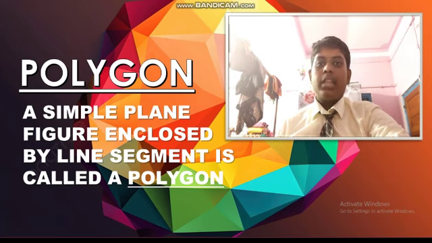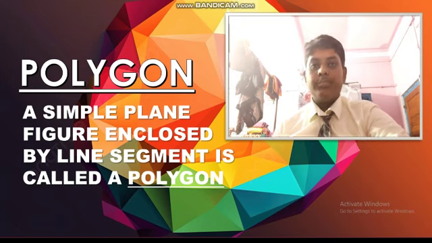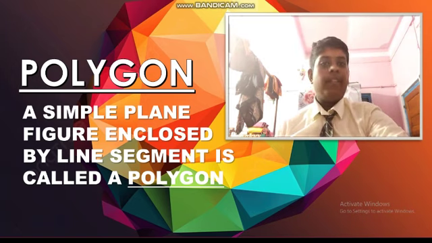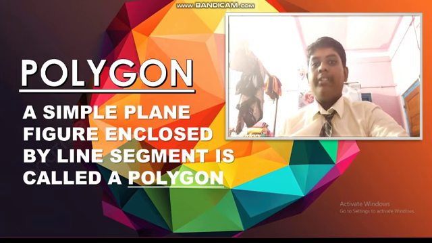Now let's discuss some features of polygons. Firstly, a polygon is a simple plane figure, then it is a 2D shape, and it is a closed figure.